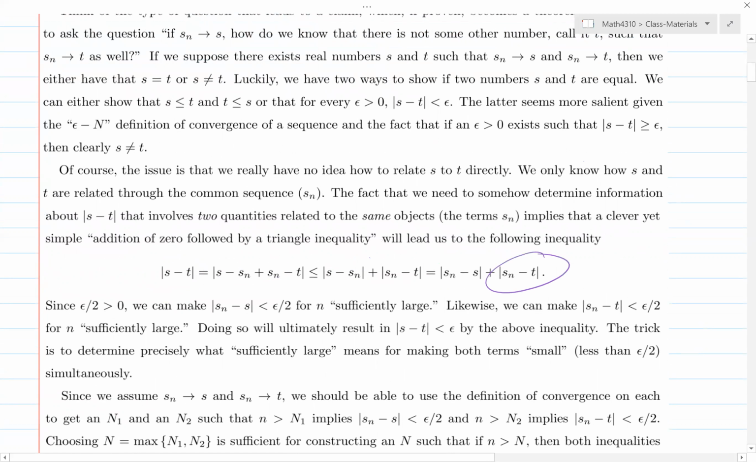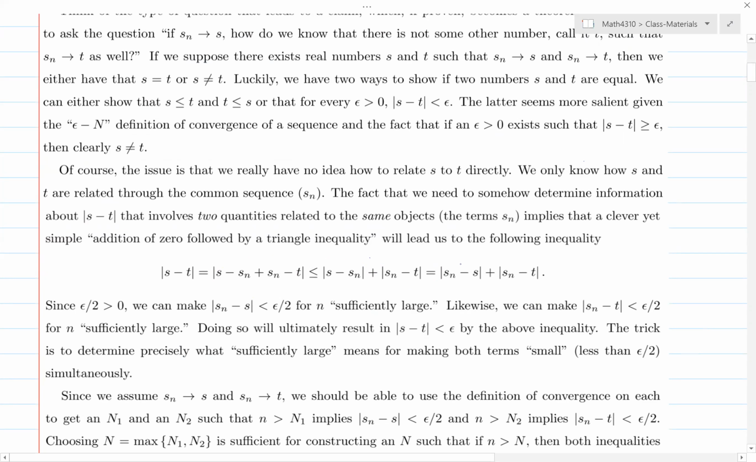And maybe in this case, if I make each one less than an epsilon over 2 separately, then when I add them together, the sum is less than epsilon. You say, oh, that's how I can show the absolute value of S minus T is less than epsilon, because I just don't know how to do it directly, right? S and T are the result of taking the limit of a sequence. So what I need to do is get the terms of the sequence into this relationship somehow, because those are the terms that I know how to compare to S and compare to T.